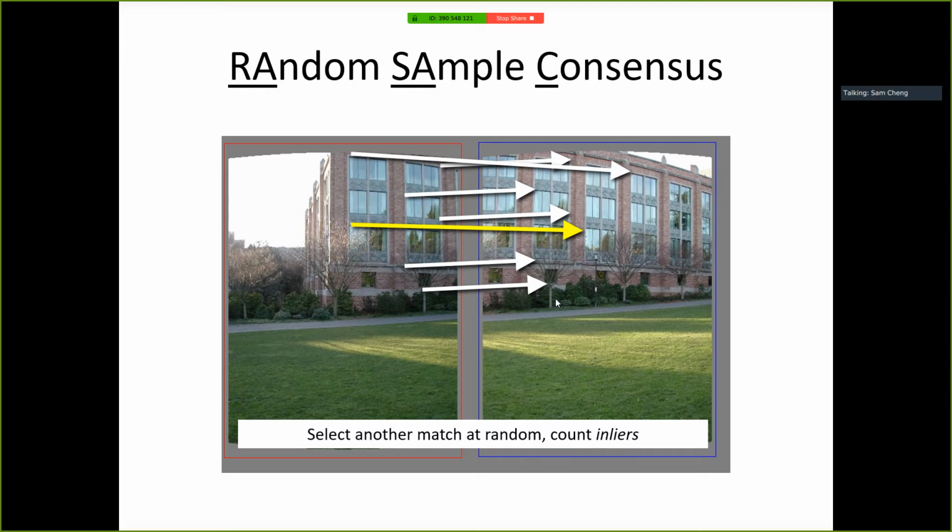How many what? Inliers. You can think of it as statistics, like when sometimes we say inliers and outliers. Outliers are actually the bad ones.